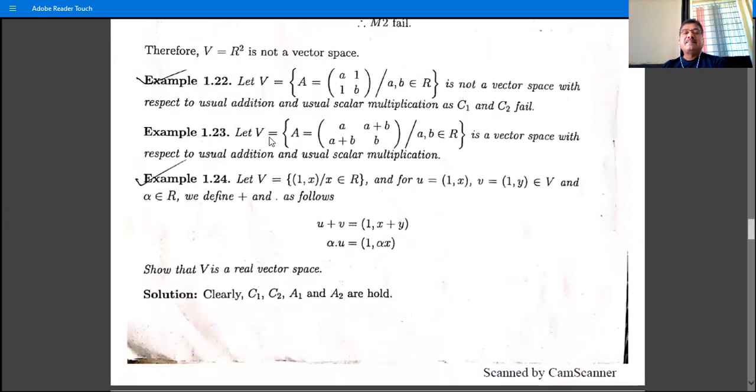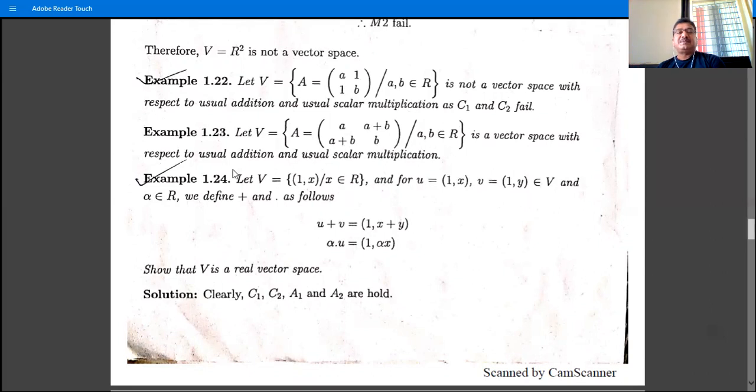So let V be the set of again 2 by 2 matrices A, B. So this is a vector space with respect to the usual addition and scalar multiplication. So what do we have to do to prove this? We have to write the 10 properties, that all the 10 properties are satisfied for this set. So this is again the set of 2 by 2 matrices, and this set is a vector space.